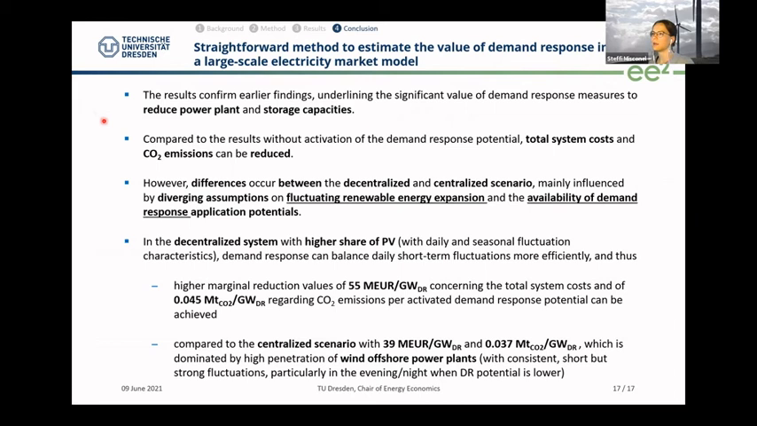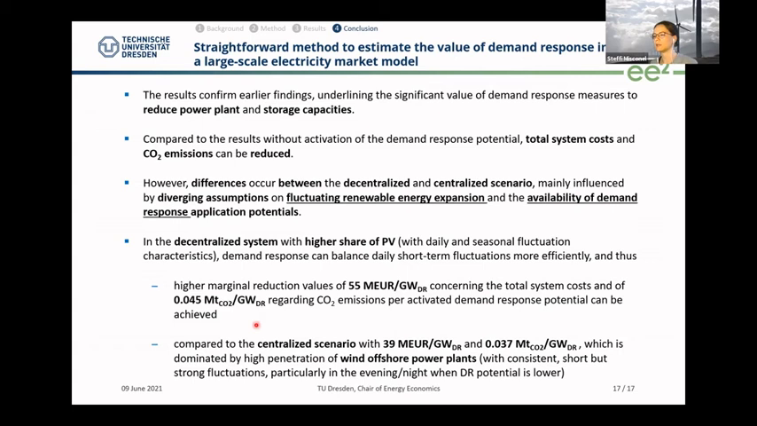And compared to the sensitivities without demand response, we also saw that the activation of demand response can reduce total system cost and CO2 emissions. At the beginning, it was quite clear that the two scenarios are very different regarding the assumptions, mainly due to the expansion pathways of renewable energies and the assumptions regarding the demand response potentials. But we illustrated a calculation where both scenarios were directly comparable. And we saw that in the end, in the decentralized system with high shares of photovoltaic, demand response can balance daily short-term fluctuations more efficiently. And this leads to higher system cost savings and higher CO2 emission reductions.